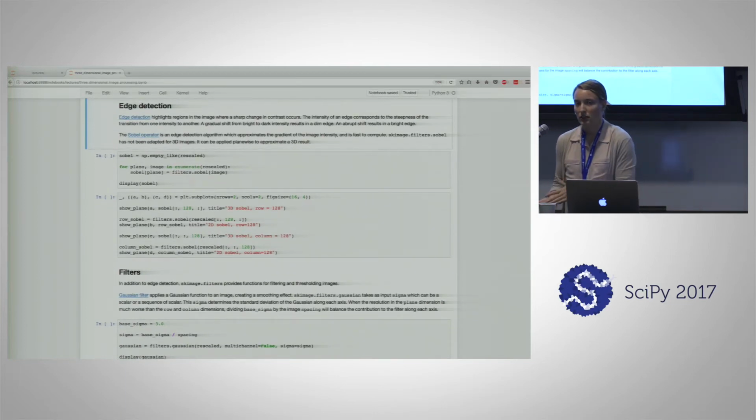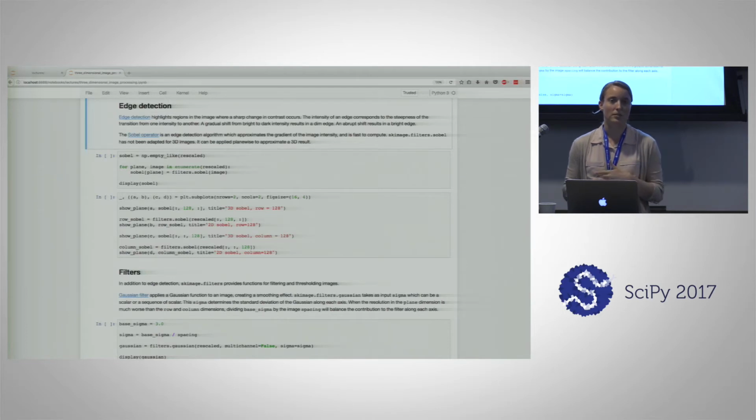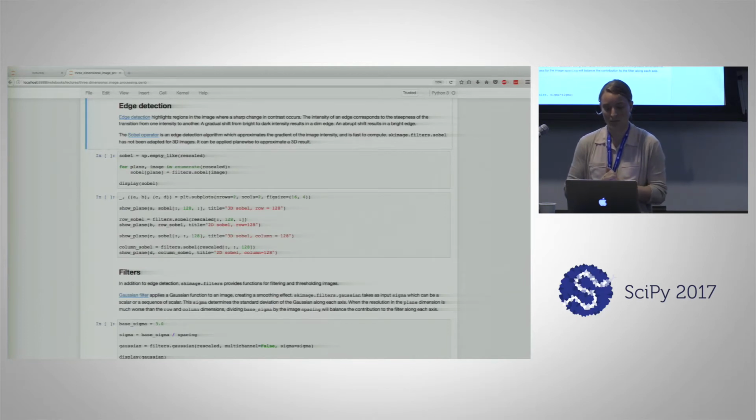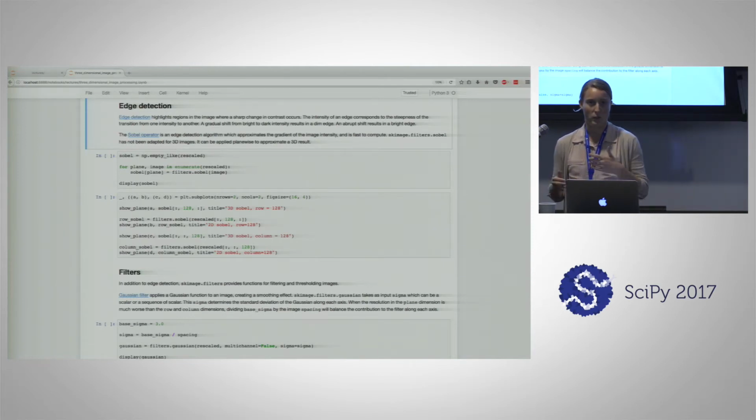This next section on edge detection is meant to highlight the differences between algorithms that work entirely in 3D and algorithms that are adapted for 3D, or that we've faked to get a 3D result. Edge detection highlights the regions in the image where a sharp change in contrast is occurring. A bright edge corresponds to a sharp transition from a bright region to a dark region, and a dim or non-existent edge indicates more gradual or no change in intensity.